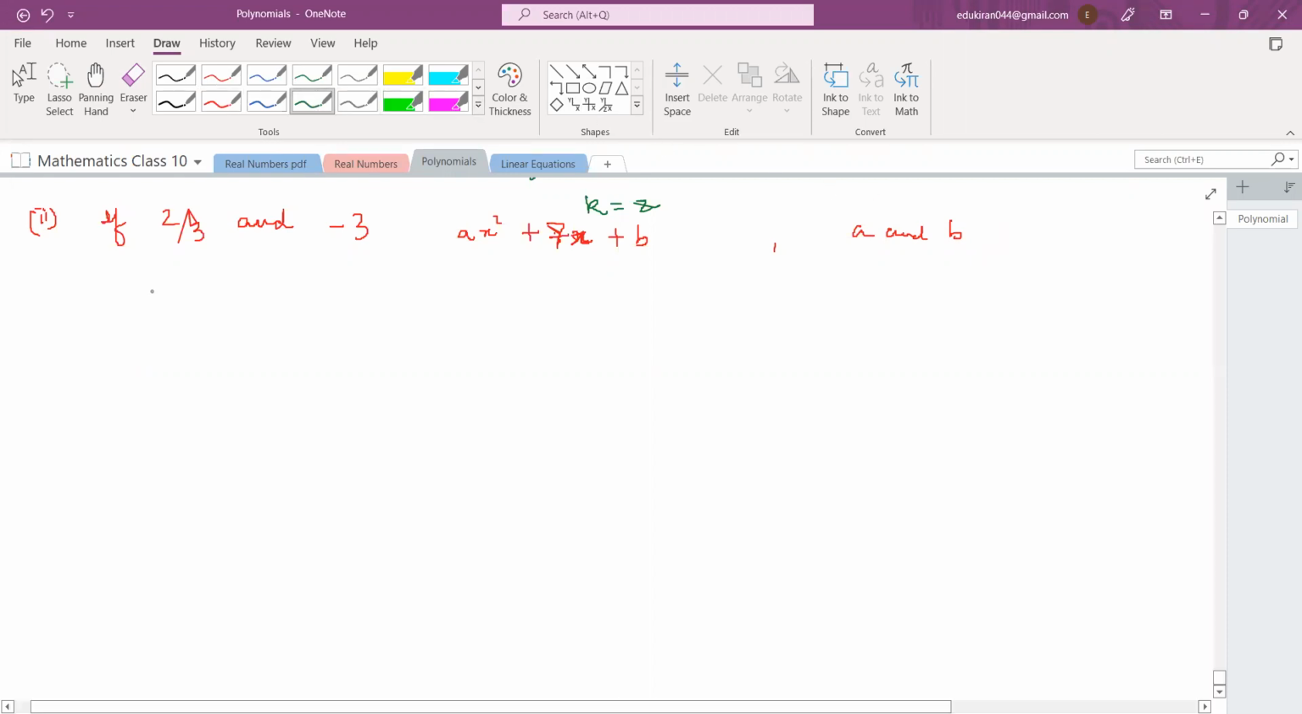This is again a similar kind of question. Can you do it on your own? The two zeros are already known, right? I will try, ma'am. Alpha is 2 by 3, beta is minus 3. They're already given.